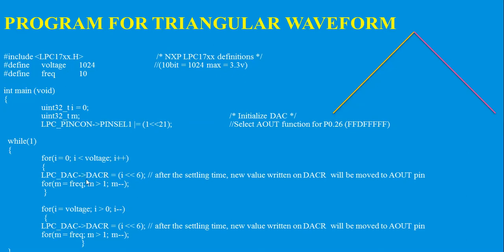Okay, and this DAC register comes under the structure LPC_DAC. Now after some amount of settling time, this value will be converted into a corresponding analog value, and that can be observed at the analog output pin.